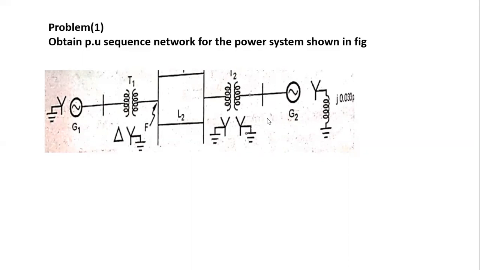the zero sequence. In this diagram, we have generator 1, transformer 1 and the transmission lines L1 and L2, and transformer 2 and generator G2. Generator G1 is star with grounded, and generator G2 is star with reactance grounding. This is the given diagram, and this diagram is converted into the sequence networks of the power system.